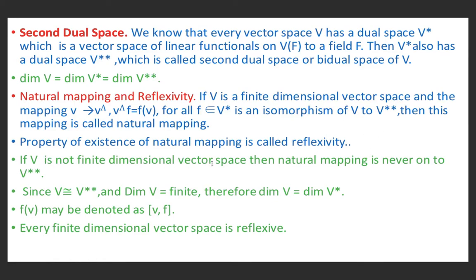If V is not a finite dimensional vector space, then the natural mapping is never onto V double star. V double star means the second dual space of vector space V. Since V is isomorphic to the second dual space of vector space V, therefore dimension of V is finite, and therefore dimension of V is equal to dimension of V star. We also denote the natural mapping f of v as V cap of f within square brackets. Every finite dimensional vector space is reflexive.